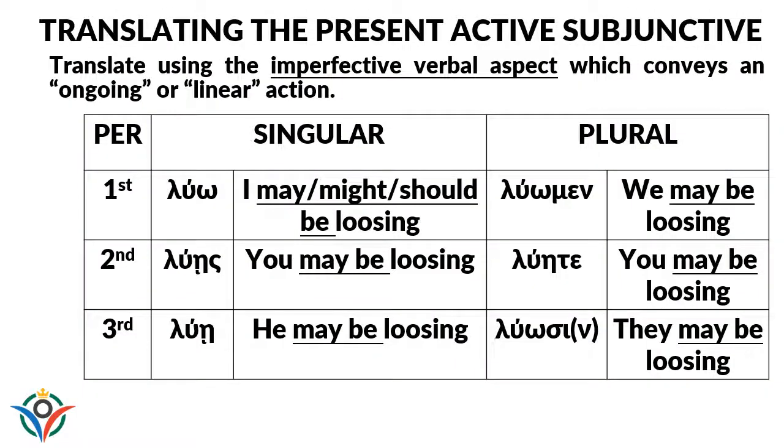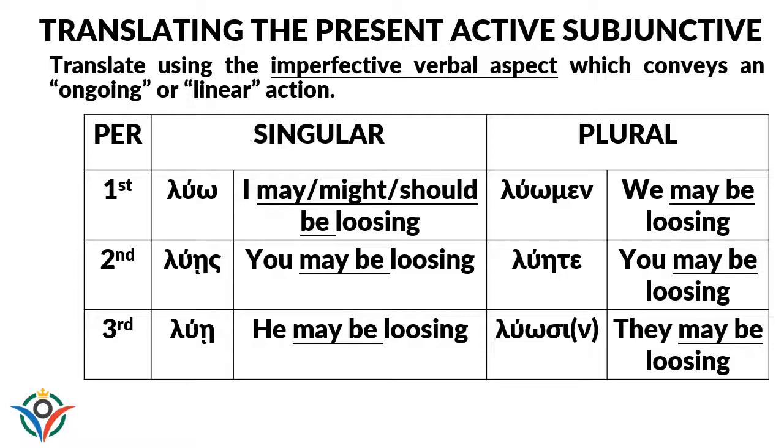As we begin to look at the translation of the subjunctive mood, I acknowledge that it's going to seem a little confusing to you at first. But I just want to encourage you to hang in there, and hopefully after we've gone through all the tense forms, it'll make more sense to you. So let's begin with the translation of the present active subjunctive.